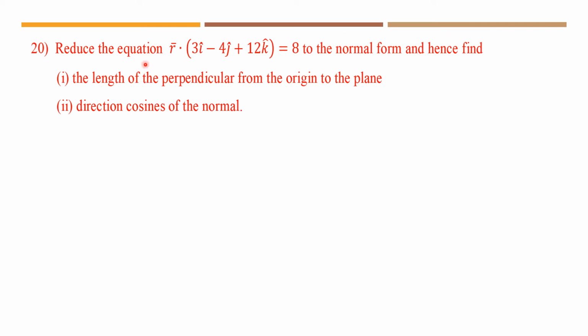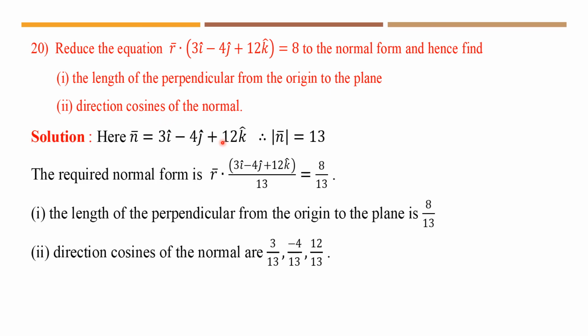Example number 20. Reduce the equation r vector dot 3i minus 4j plus 12k equal to 8 to the normal form and hence find, first, the length of the perpendicular from the origin to the plane, second, the direction cosines of the normal. Solution. Here n bar equal to 3i minus 4j plus 12k. Convert into n cap.